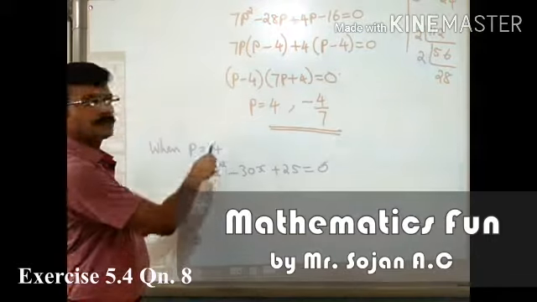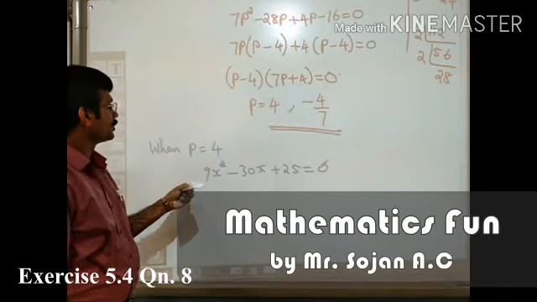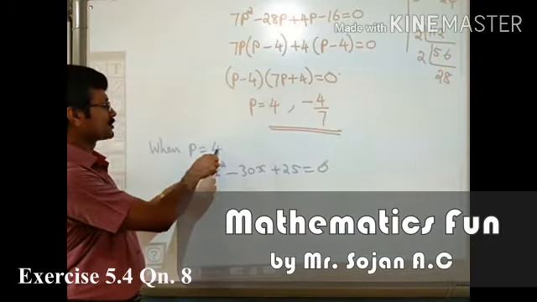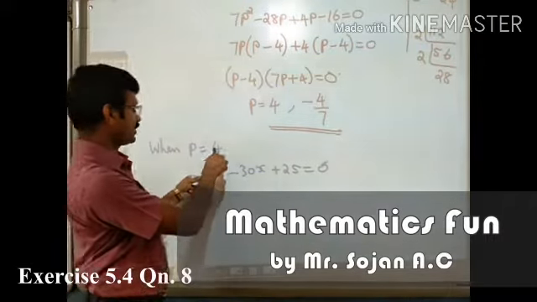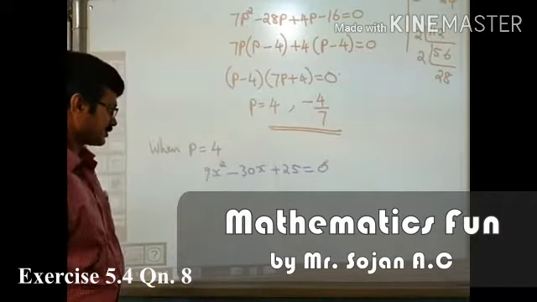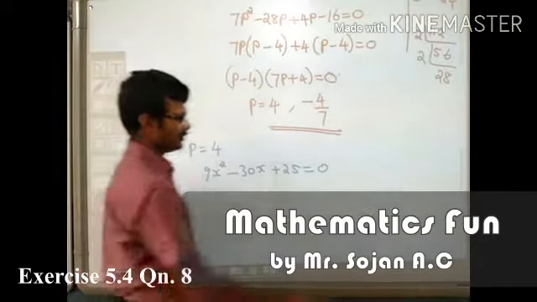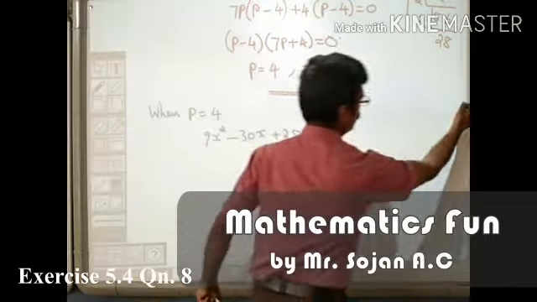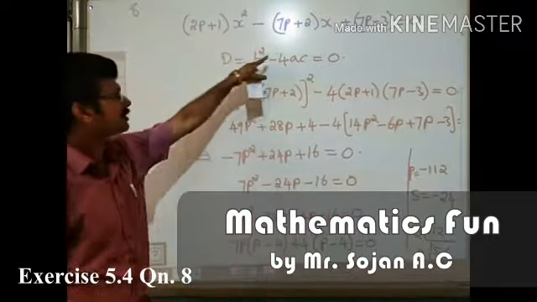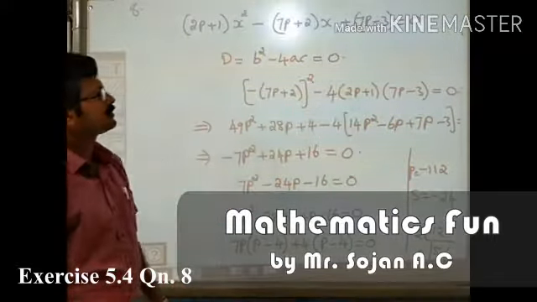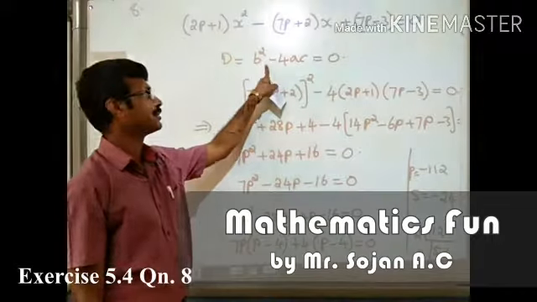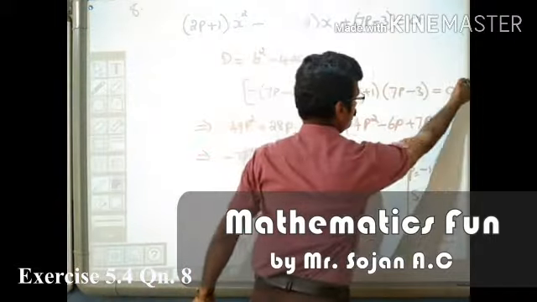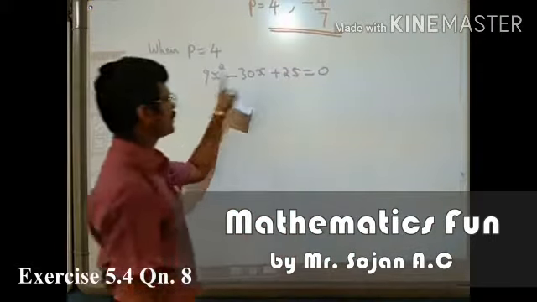In place of p we have to put 4. So 2 into 4, 8 plus 1, 9x square, 7 into 4, 28 plus 2, 30x, and 7 into 4, 28, 28 minus 3 is 25. So this is the quadratic. Now we have to factorize. See here, one more thing we can observe, which I told you when I was teaching about this: if b square minus 4ac is equal to 0, then the given quadratic will always be a perfect square. So whatever quadratic we got just now, it will be a perfect square.